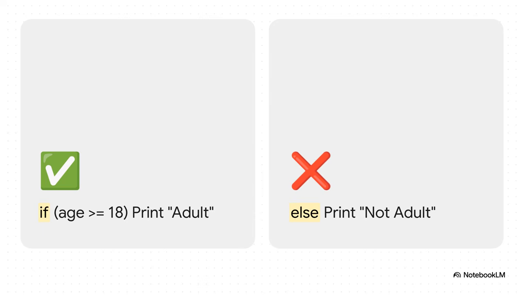The code just asks a simple true or false question. In this case, is the value in the age box greater than or equal to 18? If the answer is true, one block of code runs. If it's false, the other else block runs instead. Honestly, almost every complex decision you see in software boils down to this simple choice.